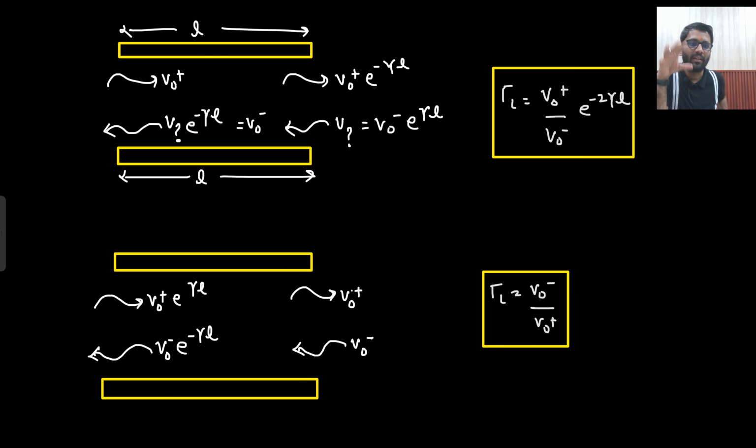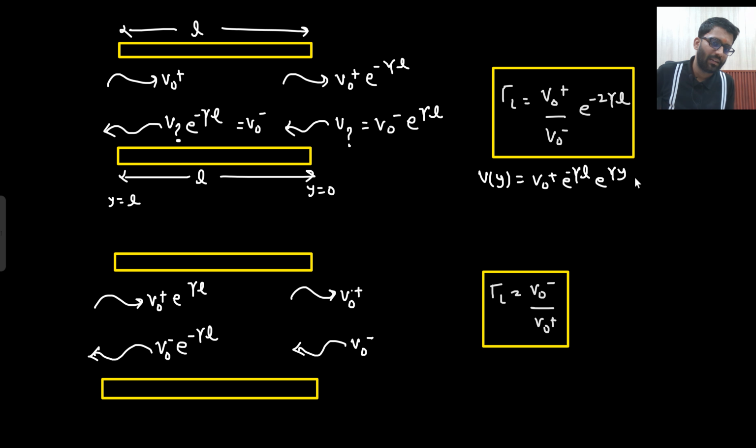Just the thing is, if I am writing down here, I would have written down my Vy equation as V naught plus e to the power gamma, because what is generated here? V naught plus is generated. And if this is your y equals 0 and if this is your y equals L, so at y equals 0, I need V naught plus e to the power minus gamma L. So I need to write V naught plus e to the power minus gamma L, gamma y, plus V naught minus e to the power gamma L minus gamma y.